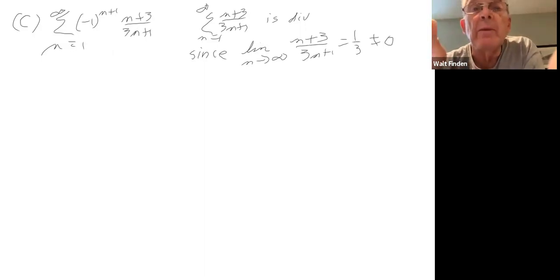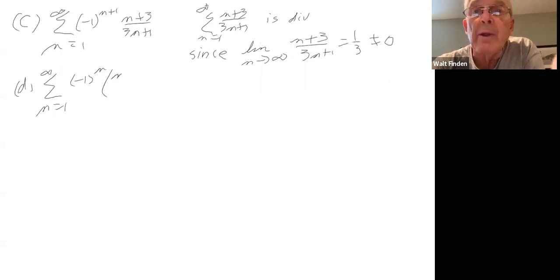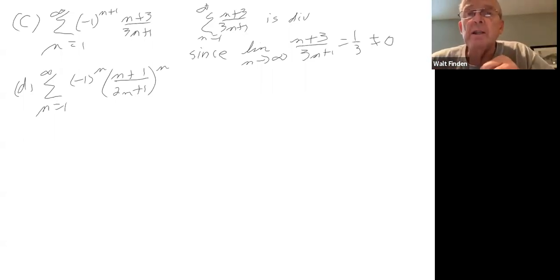And so now the D part is this, summation n equals 1 to infinity of (-1)^n times ((n+1)/(2n+1)) all to the nth power. I look at this and I see the nth power there. So if I strip the minus sign, I still have something to the nth power. That begs the nth root test. So that's what I'm going to use.